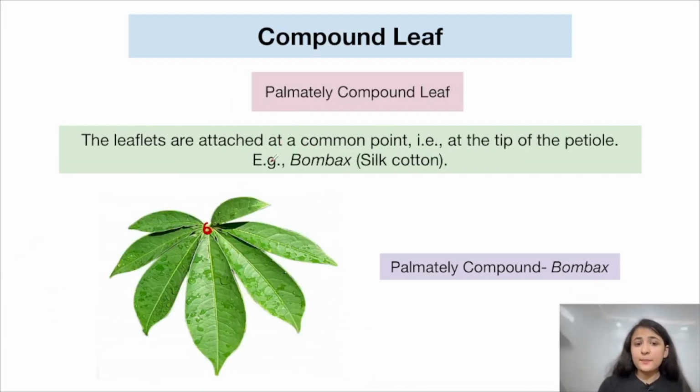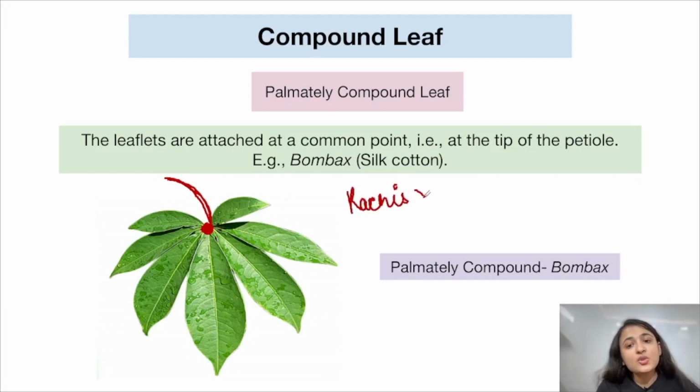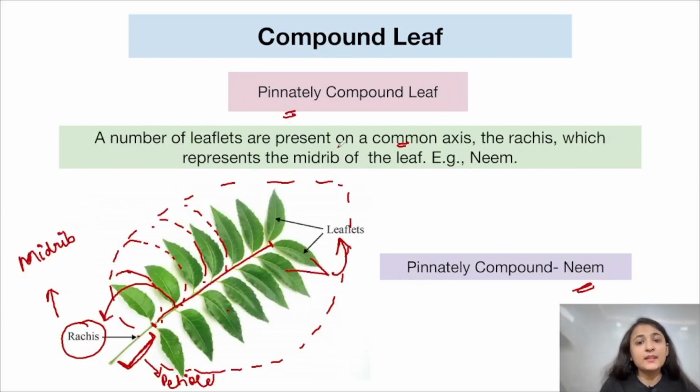But in palmately compound leaves, all of the leaflets are attached to a common, single point, that is at the tip of the petiole. So a petiole is present here. In this picture it has been omitted, but in reality a petiole would obviously be present, because that is how the leaf would be attached to the plant. So at the tip of the petiole, right here, the leaflets are attached. Rachis is absent here. It is only present in a pinnately compound leaf.